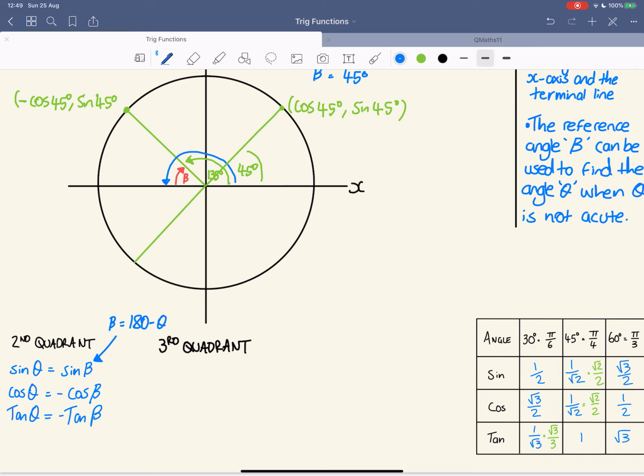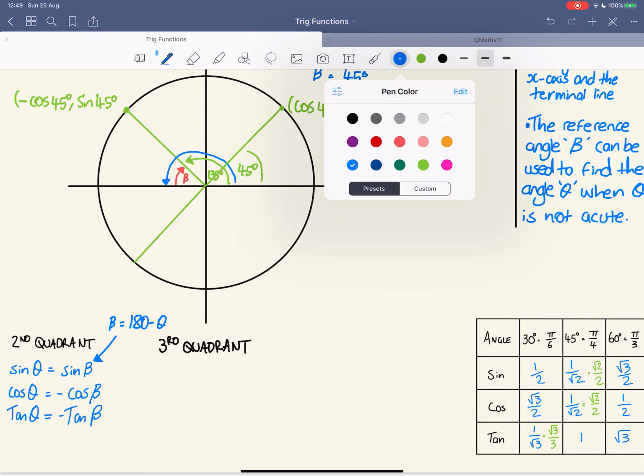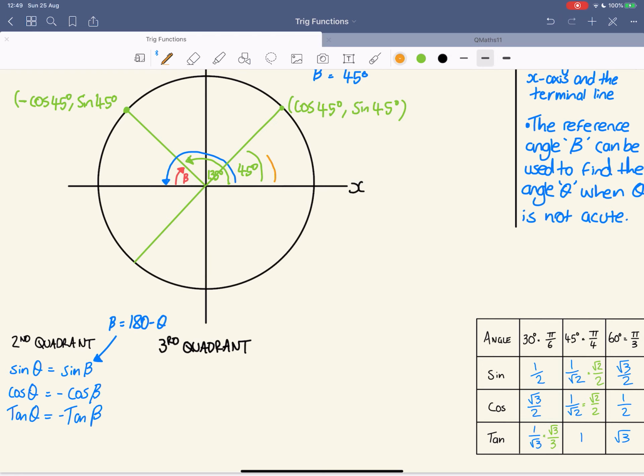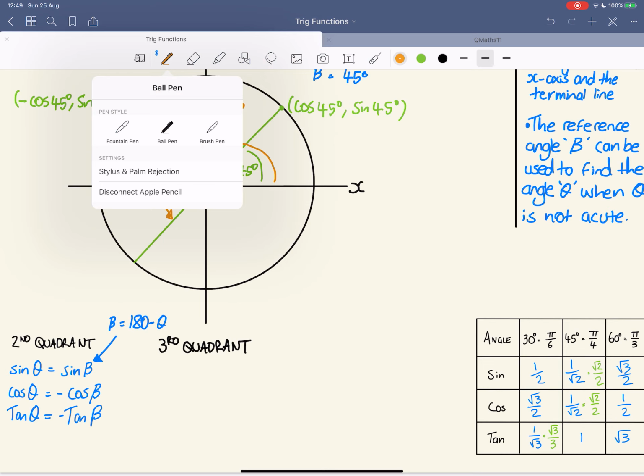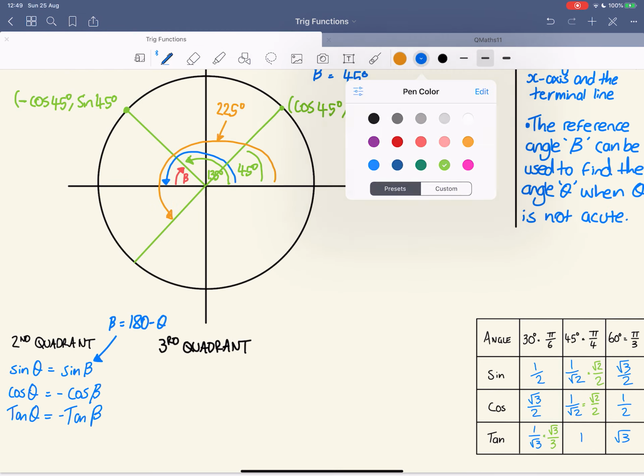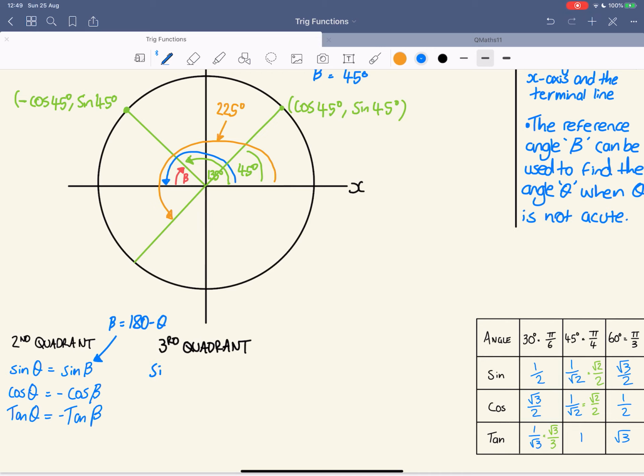So if that's 225 degrees, I'm going to label it, and I'm going to use a different color here, so let's go with orange. We'll label it as 225 degrees. Okay. How do we find that angle? What's the sine and the cosine of that angle? Well, let's start off by writing in blue underneath our table to find the sine of that angle, the cosine of that angle, and the tangent of that angle, right?